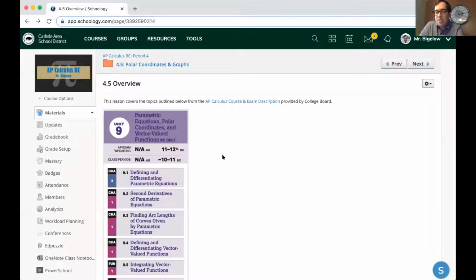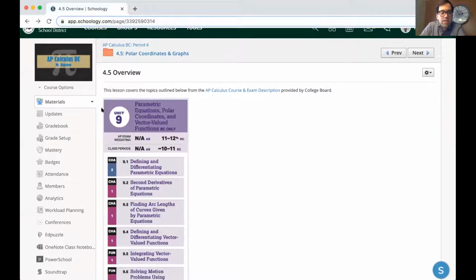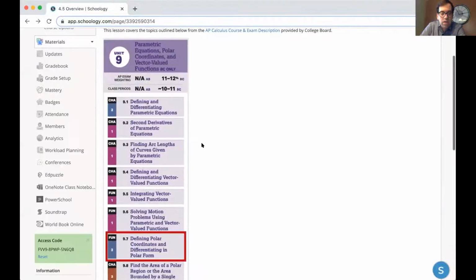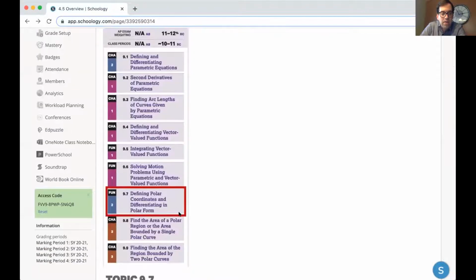This is the last new way to graph something that we're going to learn about this year, and it's in this unit. We've been in unit 9 of College Board's version of the units. And now we're all the way down here in 9.7, defining polar coordinates and differentiating in polar form. We're going to start out just by defining what polar coordinates really means.